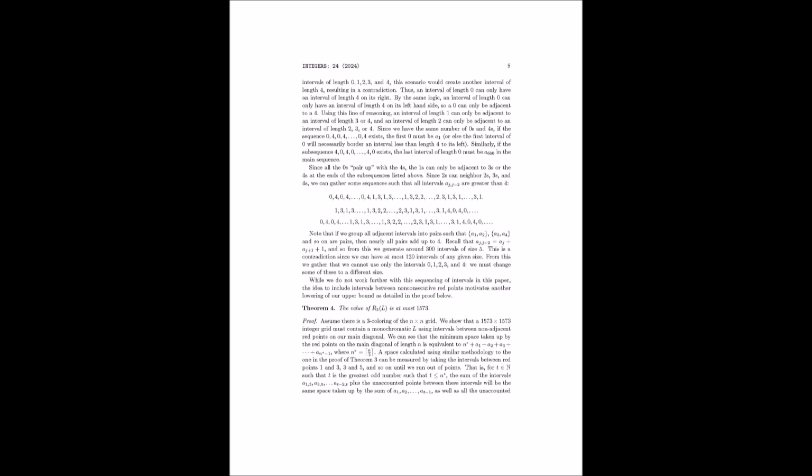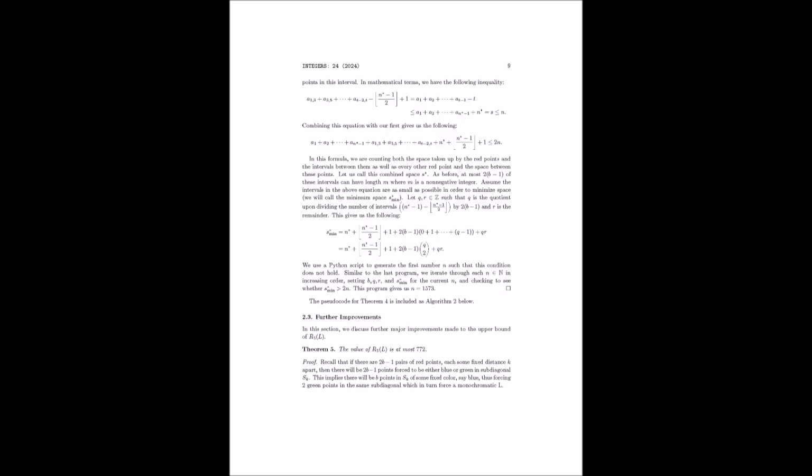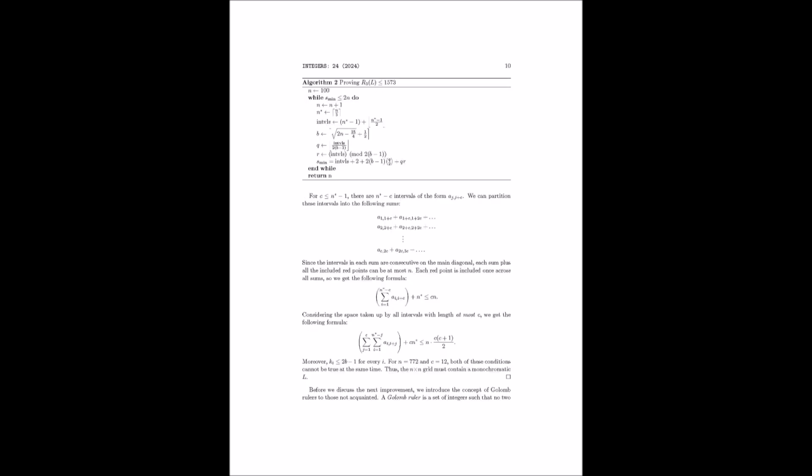Well, the 2023 paper introduced this really cool tool. It's called Golomb rulers. Golomb rulers have these unique properties that help to put some limits on how those forced points can be arranged. And that leads to some even tighter bounds.